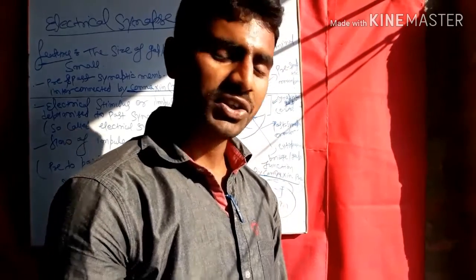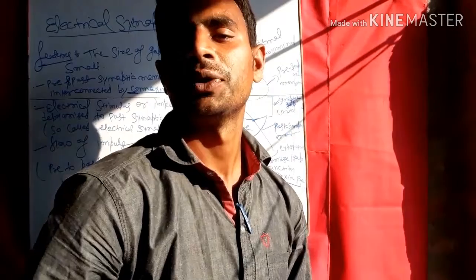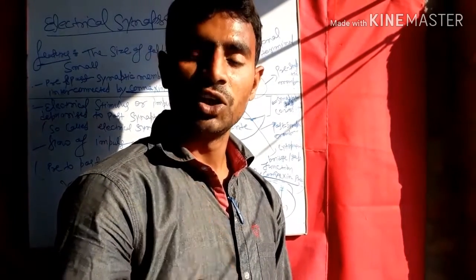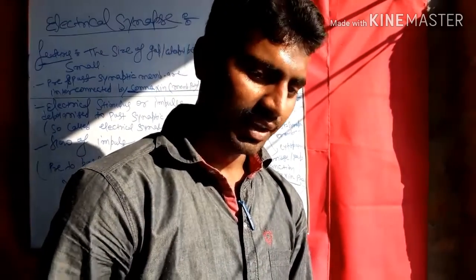Okay, this is the knowledge of the electrical synapse. But in the chemical synapse, the flow of impulse is in only one direction. That is in the next class.